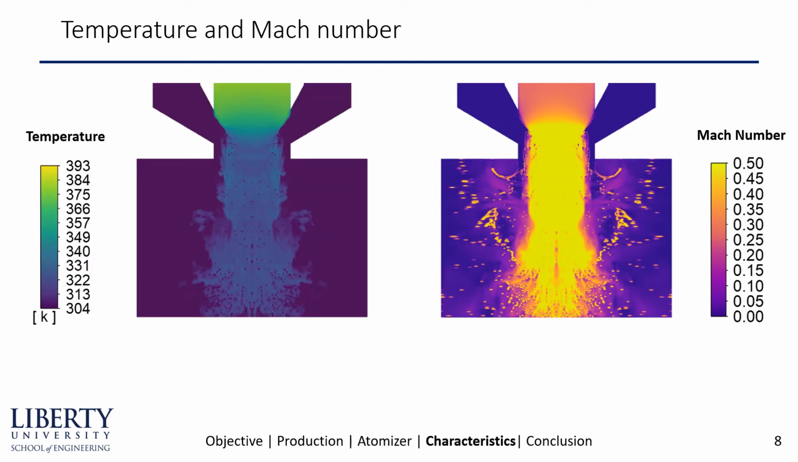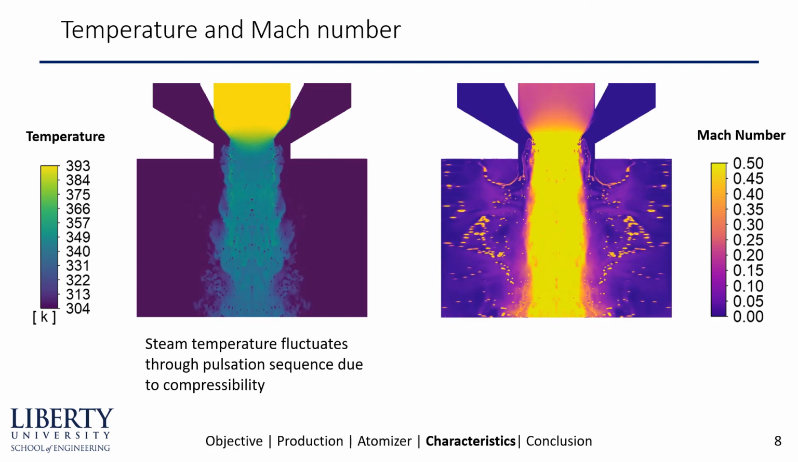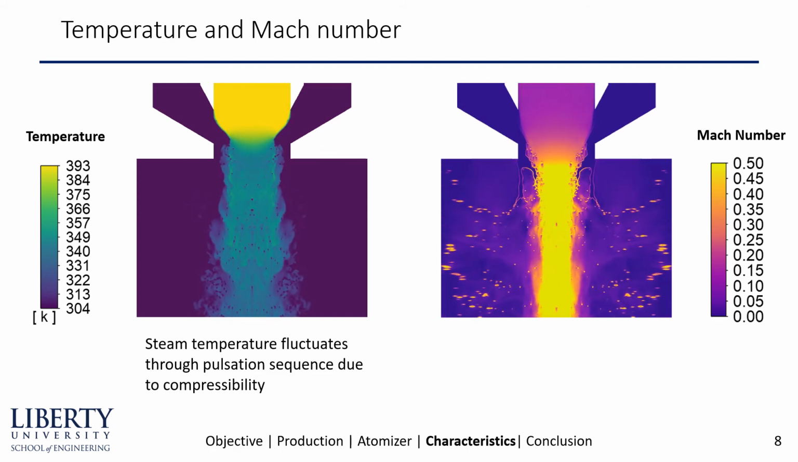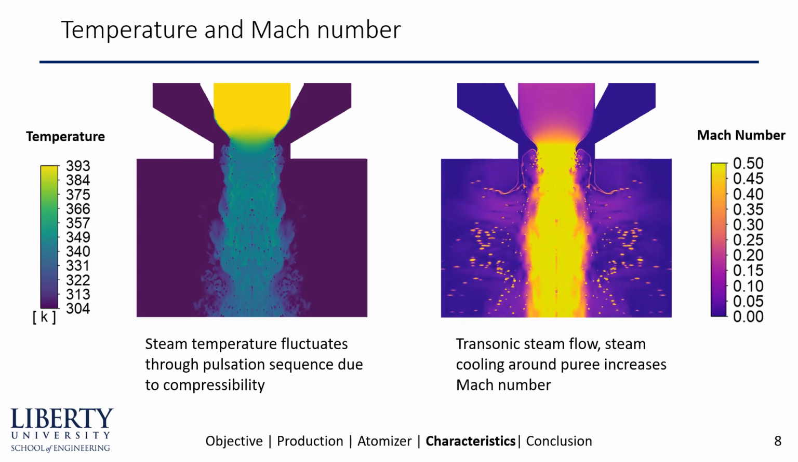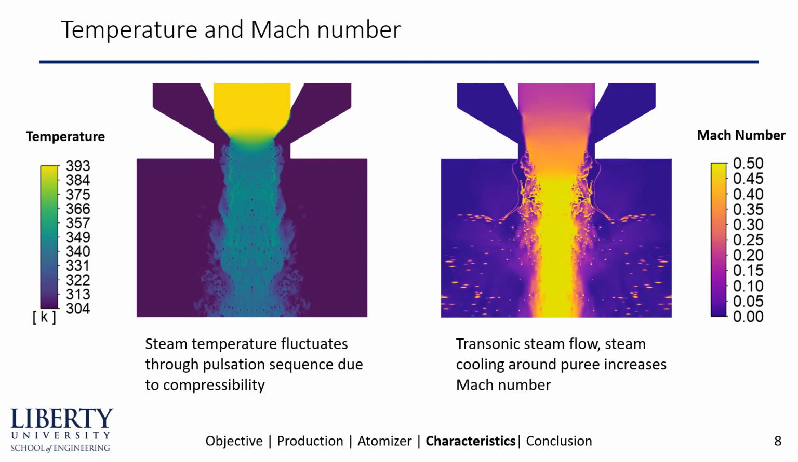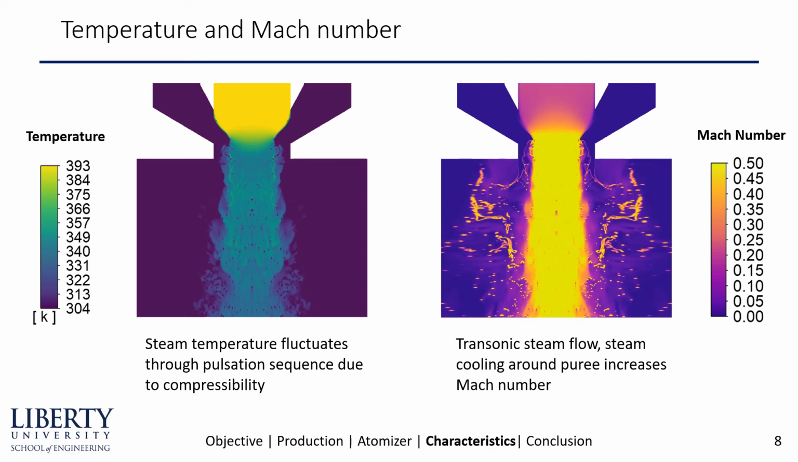On the left, you'll see a contour of temperature, and you'll notice that the steam temperature fluctuates periodically through the pulsation sequence due to its compressibility. On the right, you see a contour of Mach number, and you'll notice that this is transonic steam flow, and the steam cooling around the puree increases its Mach number, so you can see the outline of puree and droplets.